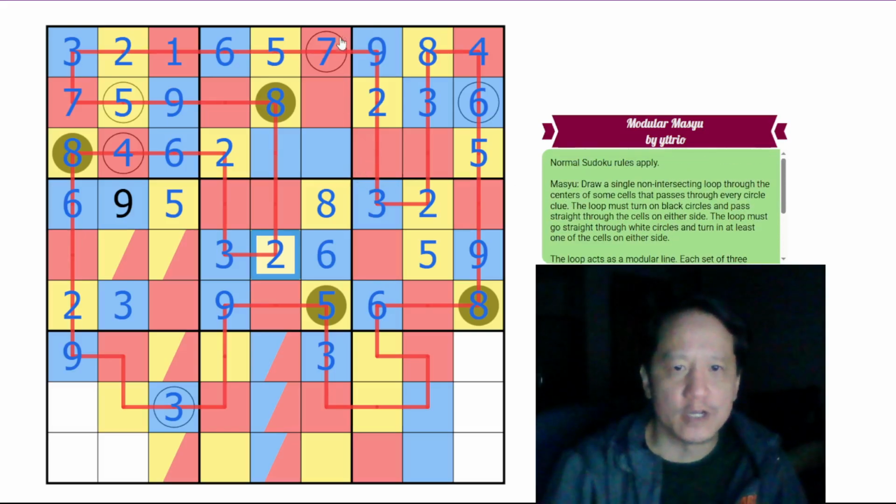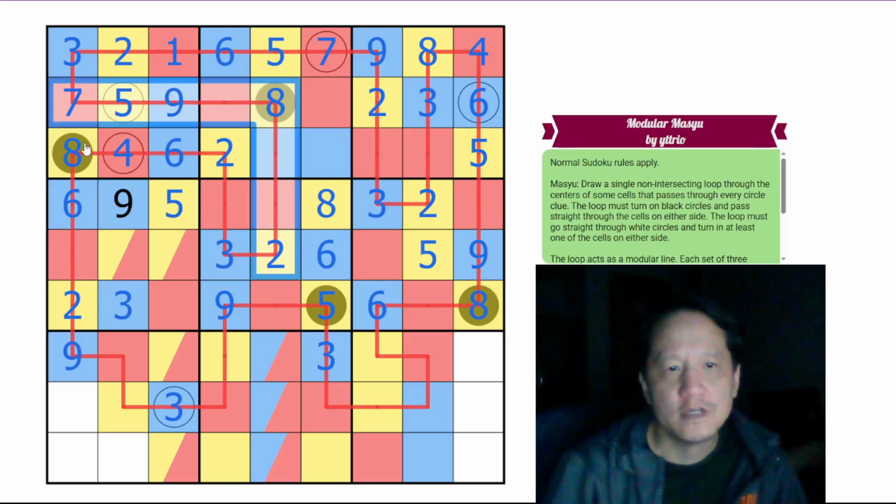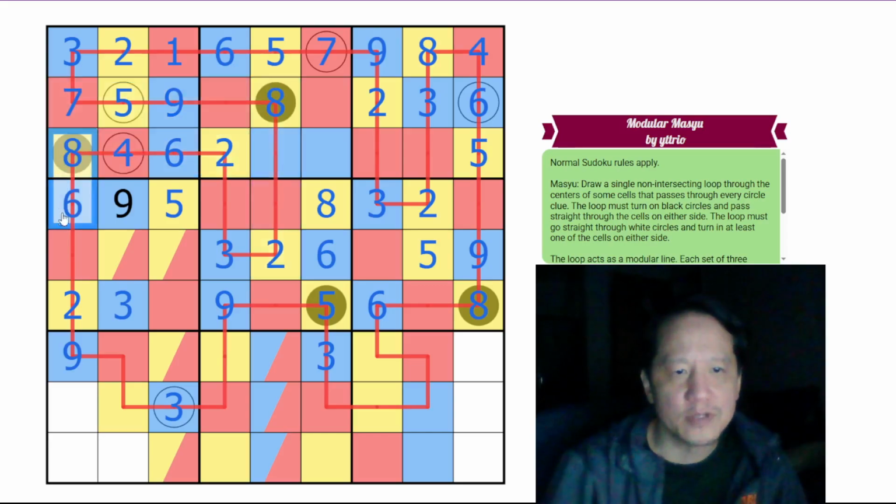Let's just double check. This sees 7 cells, that's fine. This sees 6 cells. This sees 5 cells. This sees 5 plus 6, 7, 8 cells. This sees 4 cells, plus 5, 6, 7, 8 cells there. This sees 3 cells, 5 cells, 8 cells, and that's done.